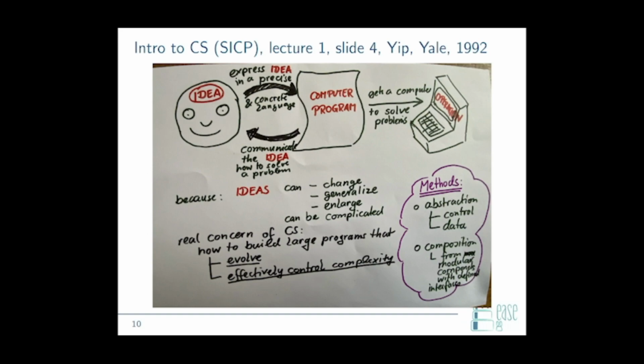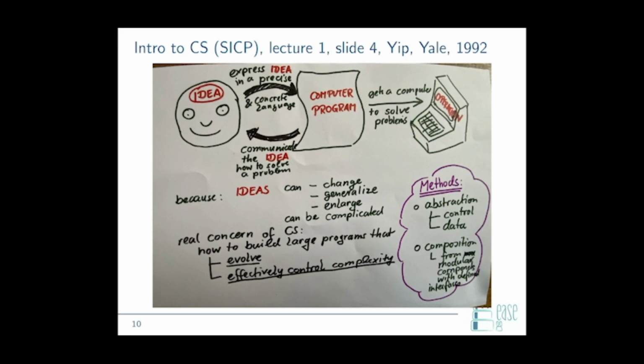very complicated. So if we are looking at these examples I've given before about what cognitive manipulation involves, we see that these are the key challenges that nature had to solve in order to be able to master everyday manipulation. And what you are told in computer science, or taught in the very first lecture, is that the real concern of computer science is how to build large programs that can evolve and are stable when they are evolved, and that can effectively control complexity.